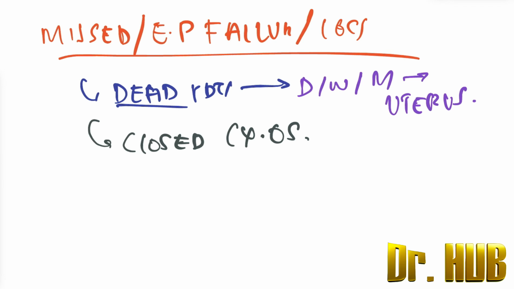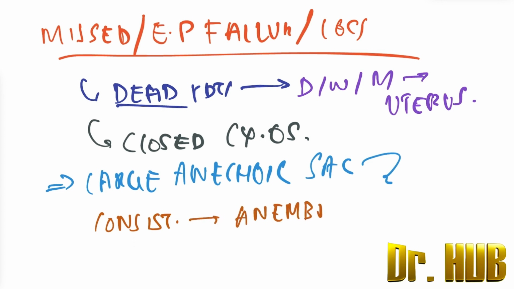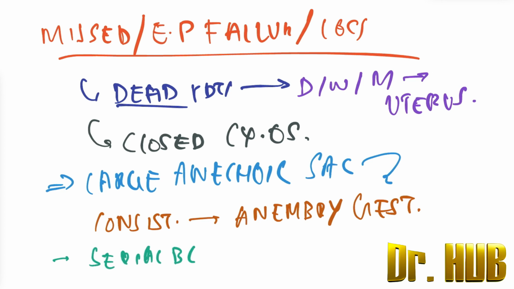So what are the USG and the investigations? There is presence of a large anechoic sac, and this is consistent with an embryonic gestation. Then there is also the serial beta HCG assay.